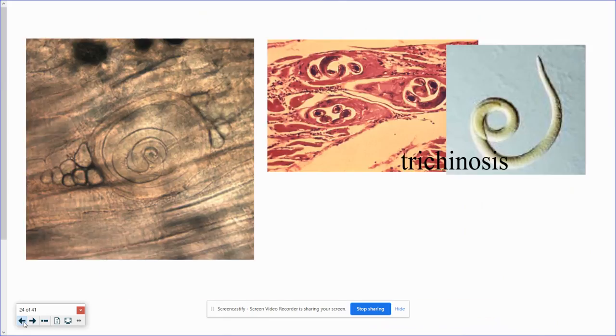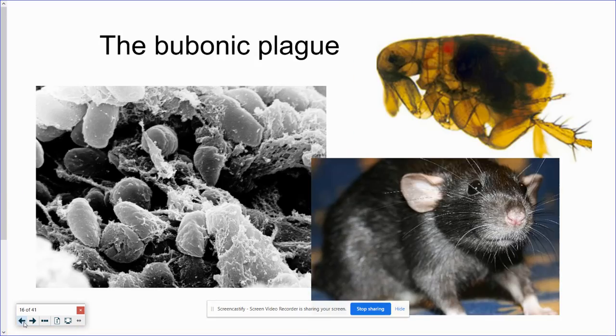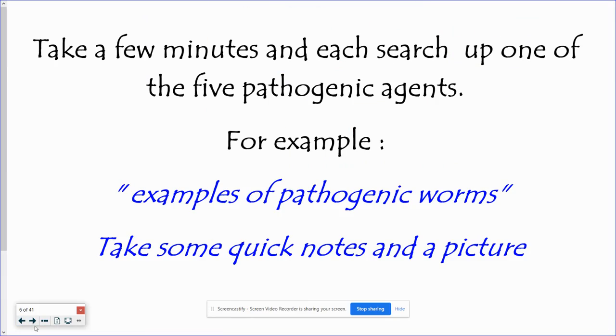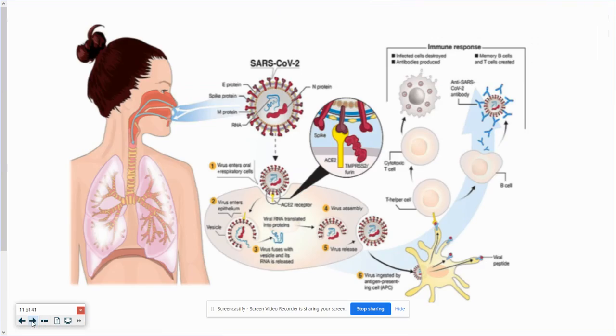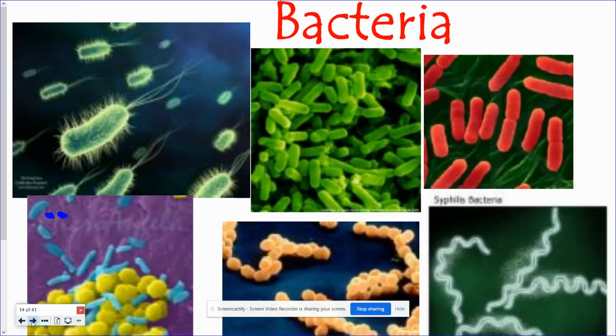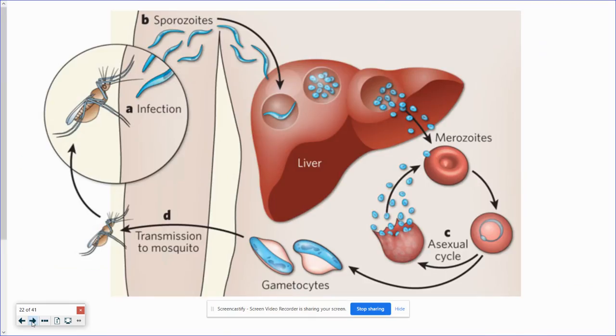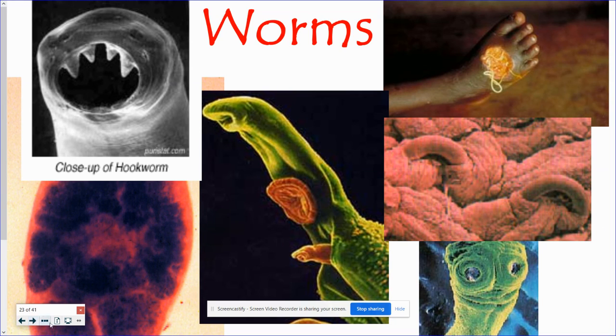If we go back through our five, we've got viruses, bacteria, protists, and worms.